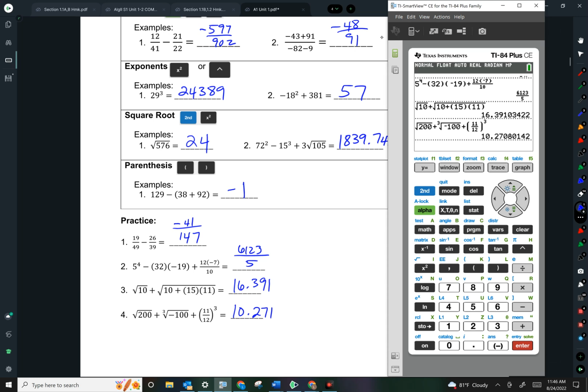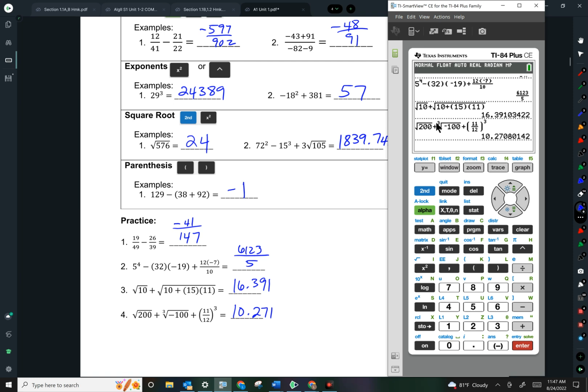I can tell you some of the common mistakes I see. For example, on the first one, when you have the 5 to the 4th, make sure you come out of the exponent to finish the problem with your minus and your 32 and so on. That's one thing I tend to see. On the square root of 10, whenever you go to do your plus sign, make sure you have moved your cursor out of the square root so that the plus sign is not under that first square root.